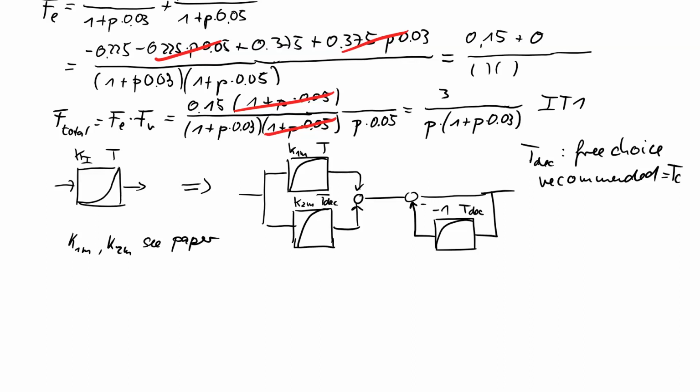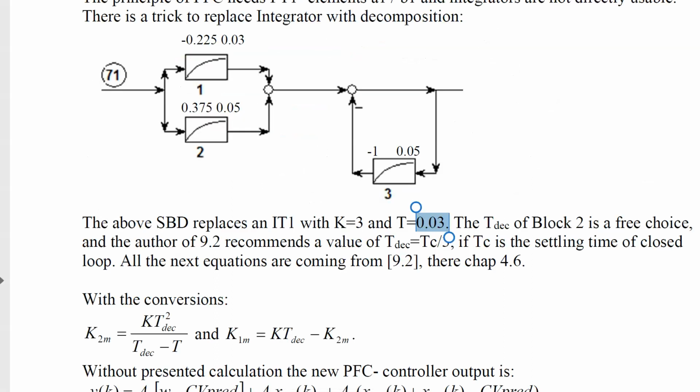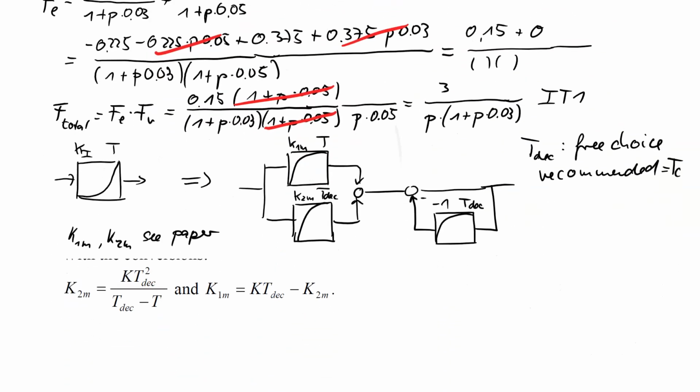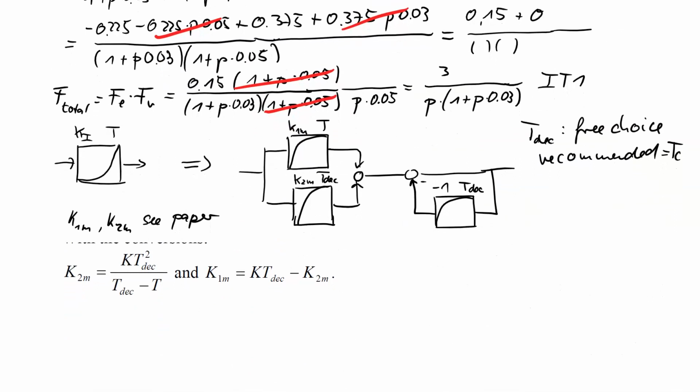The equations are in my paper, so I think here we have the equations. I copied this in my paper, sorry. Yeah, here you can see the copy of these elements. K2M is this expression and K1M is this expression, and if you take these examples, then you can of course calculate these values and you get finally these numbers. Yeah? So this is a way to get the two gains of the PT1s, and here is feedback.